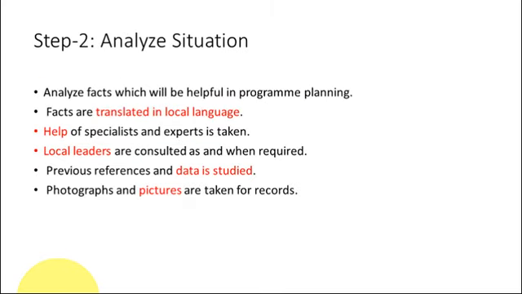Step 2, analyze situation. In this, the facts are translated into the local language of the people so that everyone can understand. Then help from specialists and experts is taken. Local leaders are consulted and previous references are studied in this step. Photographs and pictures are also taken for records.